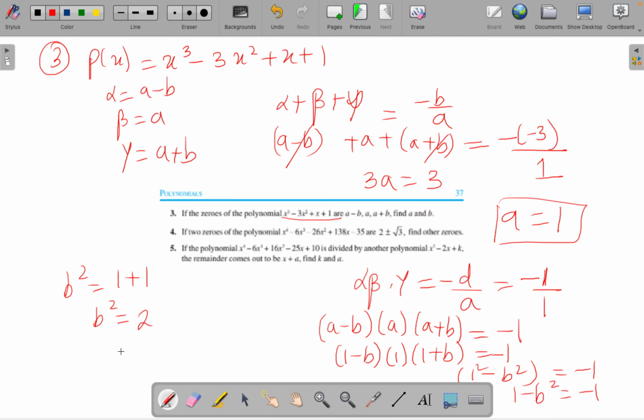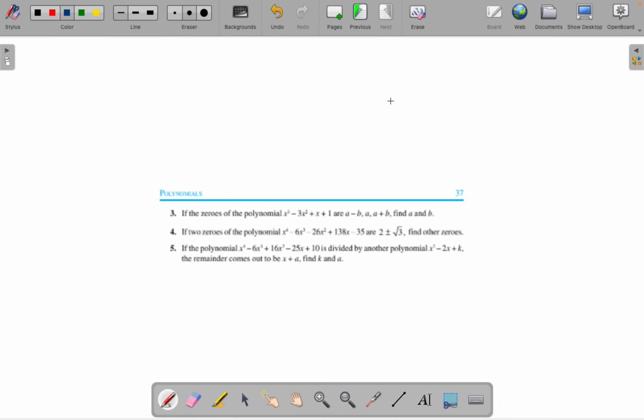And what is the value of b? Please remember, this is where the mistake happens. 99% children will write the answer only as plus root 2. So I want you to write both the answers. That is question number 3 for you.